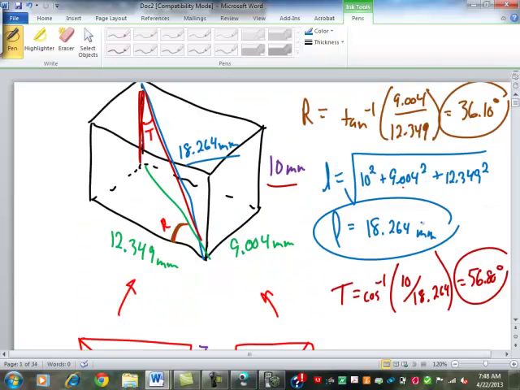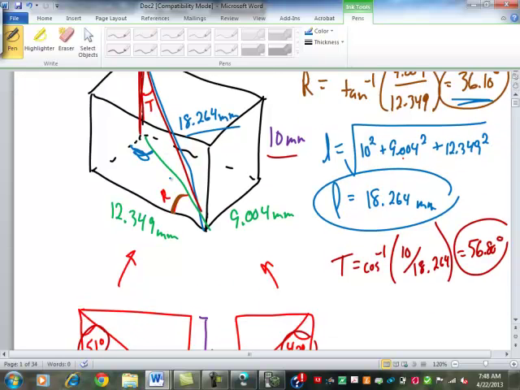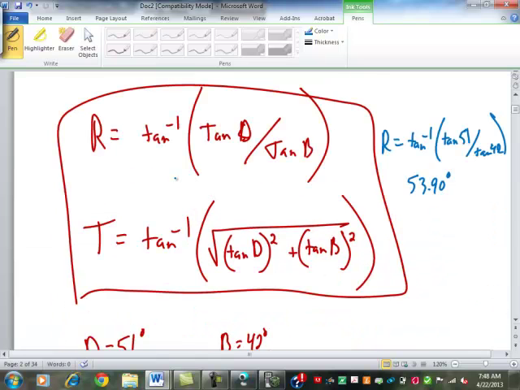Now you'll notice that's not what we had up here. We had 36.10. I probably had the two angles in there backwards. This is the complement of what we had. 90 minus that would be 36.10 degrees. That just means I switched D and B when I used them before.